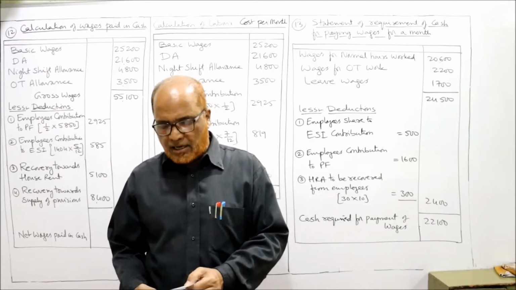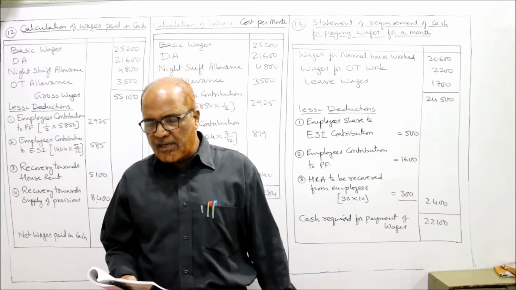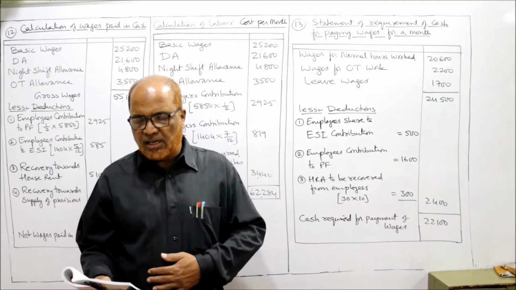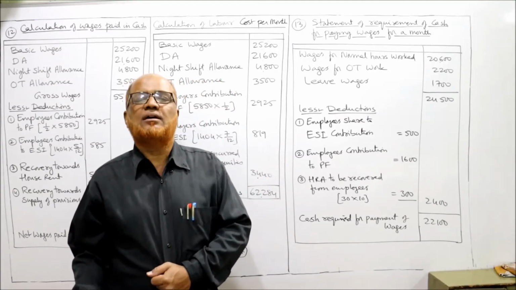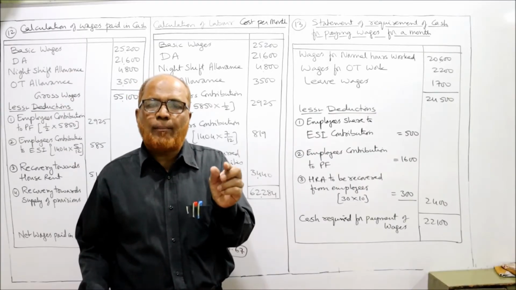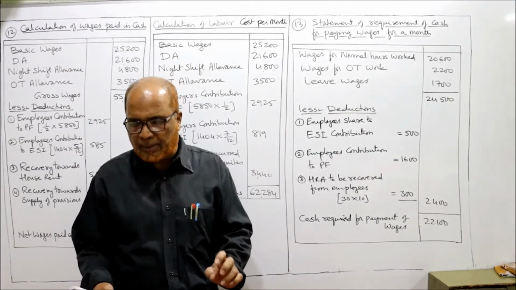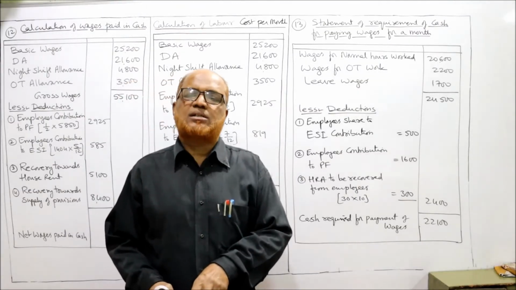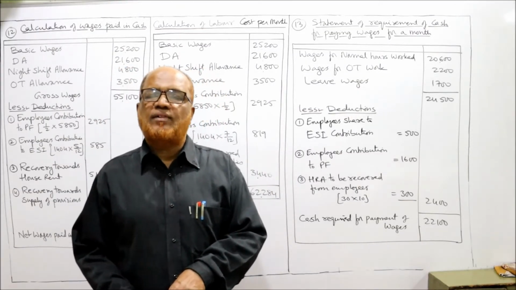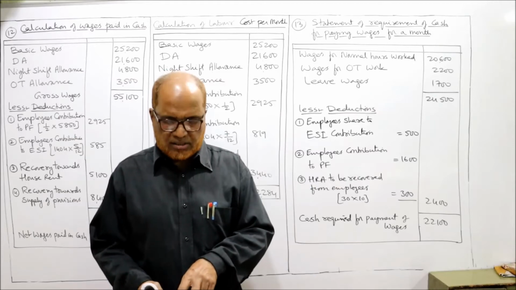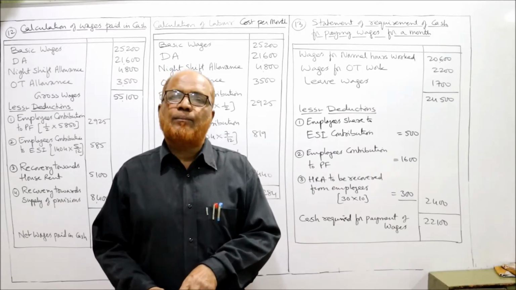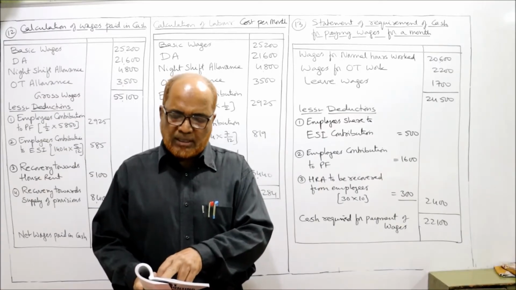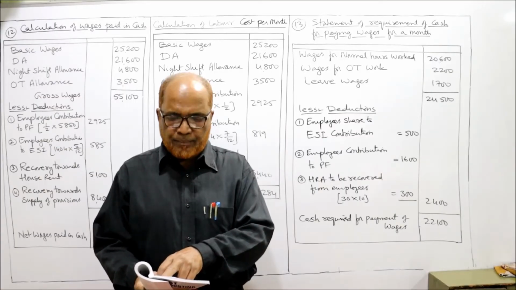I am reading out the 13th problem. From the following particulars, find the amount of cash required for wages in a factory for a particular month. How much cash is required for payment of wages for a particular month? Wages for normal hours worked are 20,600. And wages for overtime are 2,200. Leave wages 1,700. These are the payments made.